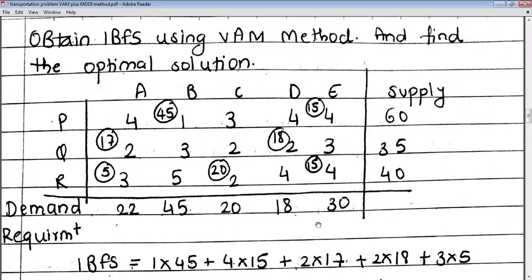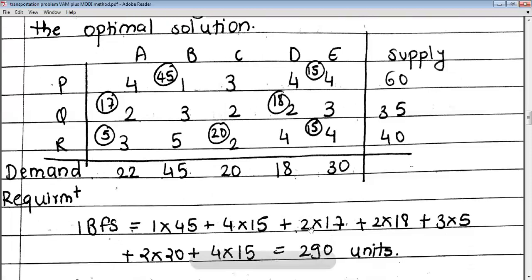These are the allocations we have got for the given problem using the RAM method. You can see the total allocations done here are 7. Okay, 7 allocations have been done, and we had calculated the IBFS as 290 units. Now you have to solve this problem for optimization using the Modi method.